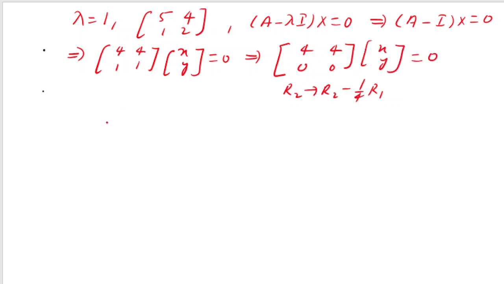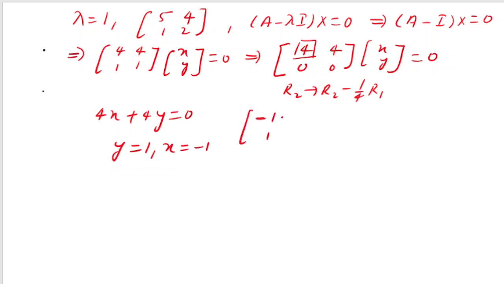So the equation corresponding to this is 4x plus 4y is equal to 0, and I was aware that I will get a 0 row, because it is sure that I will get a non-zero solution. So 4x plus 4y, and here 4 is the pivot element, so again I have to select the y variable as the free variable. So suppose I take y is equal to 1, so in this case we get x is equal to minus 1. So we have got the eigenvector like minus 1 and 1.